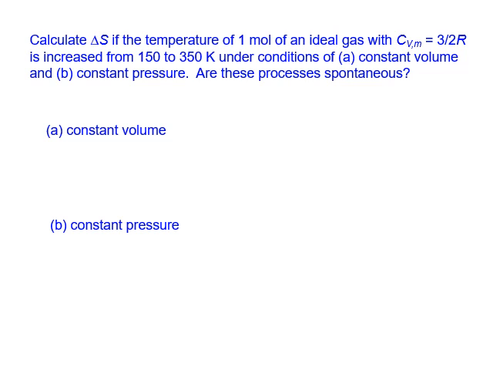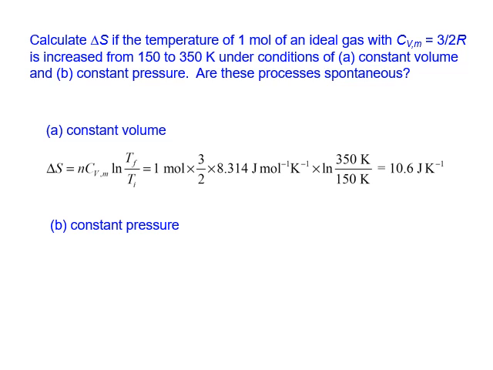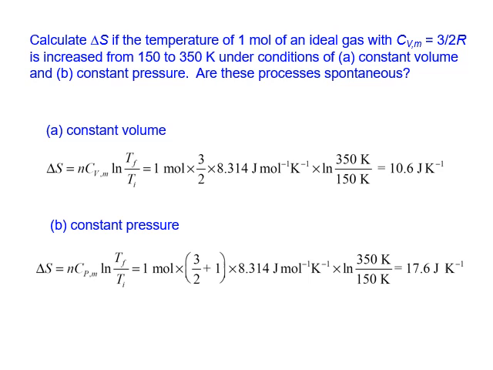Calculate entropy change if the temperature of 1 mole ideal gas with constant volume heat capacity 3/2 R is increased from 150 to 350 Kelvin under A, constant volume, B, constant pressure. So this question is about entropy change when temperature changes. In class, we derived two equations. For constant volume, the entropy change is n CV,m ln T2 over T1. And for constant pressure, it is n CP,m ln T2 over T1.